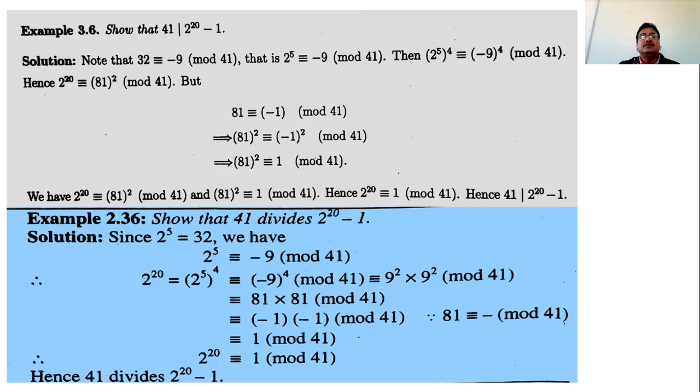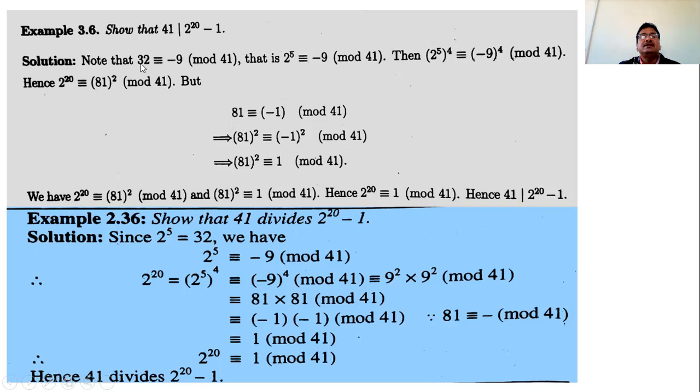So we start with this: the answer is given by two methods. The first method is this, 32 is congruent to minus 9 modulo 41. Because 41 divides 32 minus minus 9, that means 32 plus 9. So 32 plus 9 is 41, and 41 divides 41, therefore 32 is congruent to minus 9 modulo 41. We start with this, 2 raised to 5 is congruent to minus 9 modulo 41.